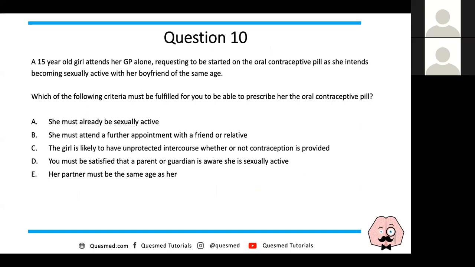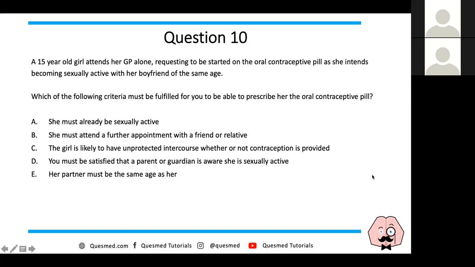But the worst case scenario here would be for me to refuse to give her the pill. She continues to have sex and she ends up pregnant. So we've then got a safeguarding issue and a pregnancy issue. So yeah, I would still give her contraception, even if the boyfriend was older.